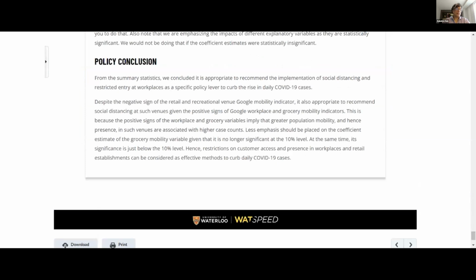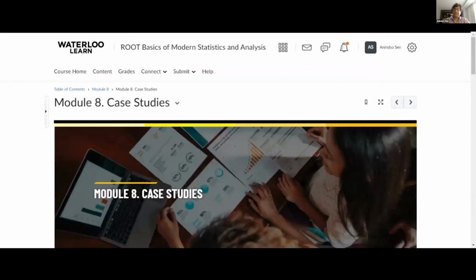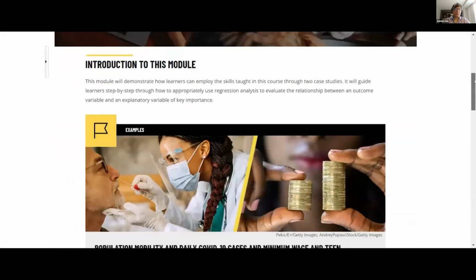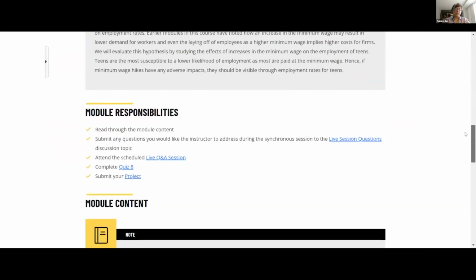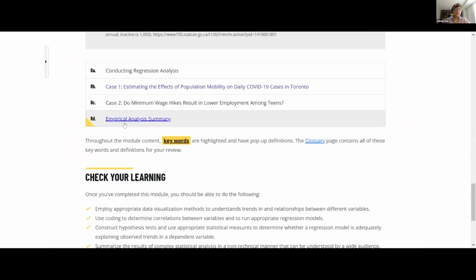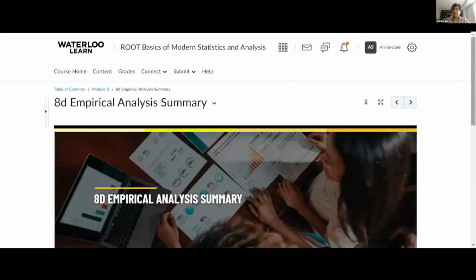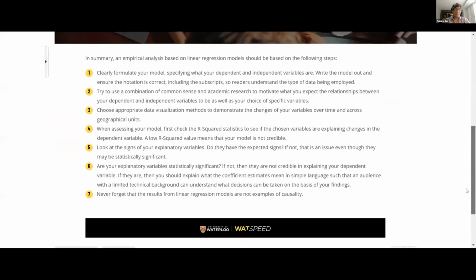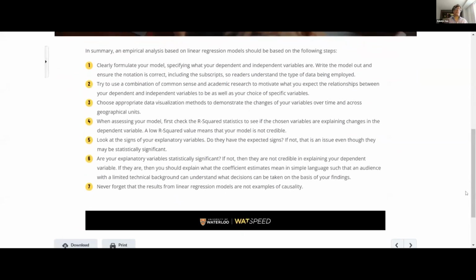What I'd like to do then is summarize what you want to do and look out for in terms of using regression analysis. So here are some following steps. These are the steps I use as a researcher.